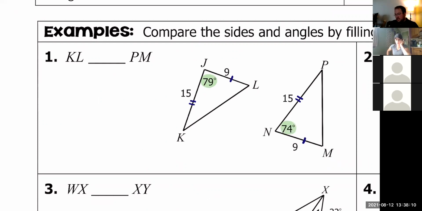Okay. So which one's bigger? 79 degrees, which is opposite which side? KL. So KL is going to be bigger than PM. So KL is greater than PM.